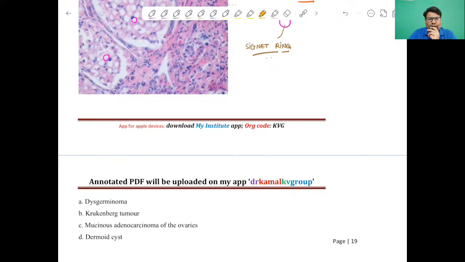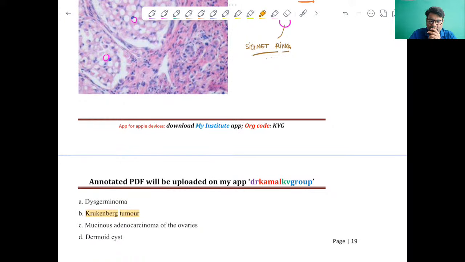Now this is one tumor which is actually a metastasis. Now these are actually direct droppings from the stomach. So the cancer cells directly drop from the stomach right on the surface of the ovary, and this is a kind of metastatic tumor to the ovary, which shows the typical signet ring appearance, and this is the Krukenberg tumor, right? So this is the Krukenberg tumor.